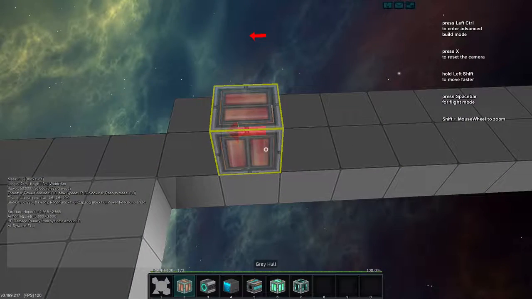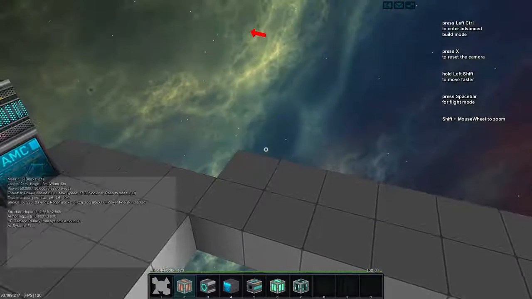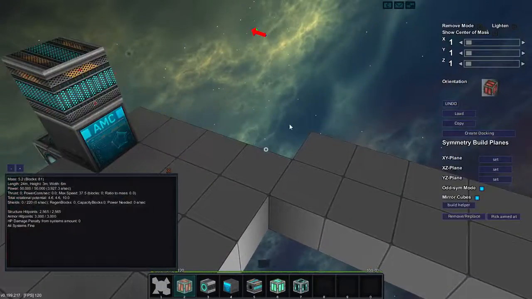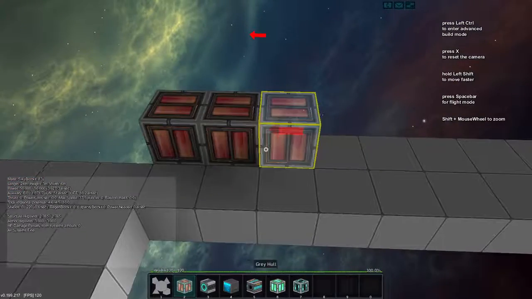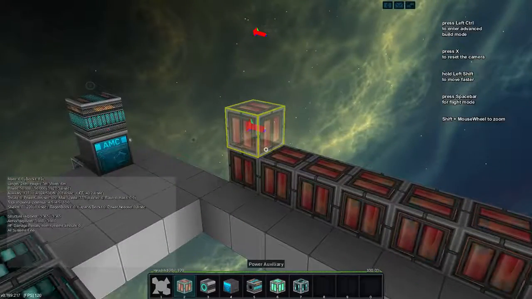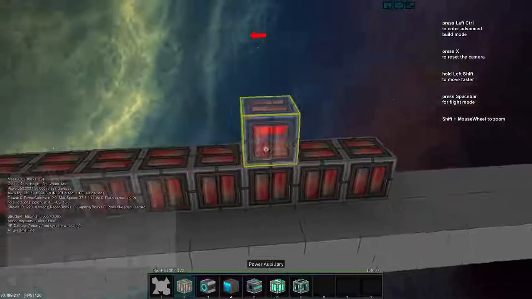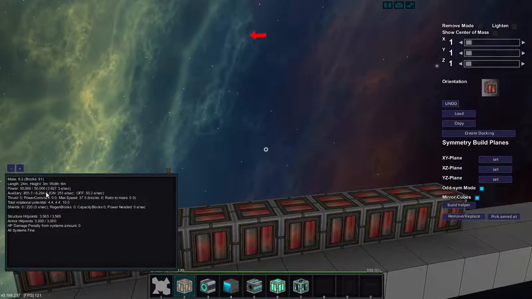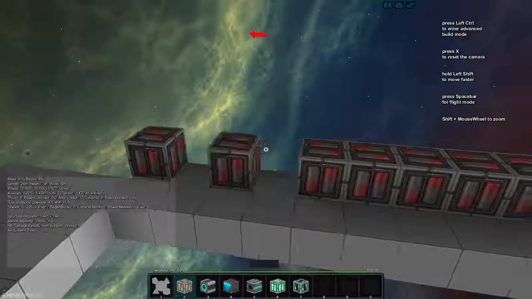So what does that mean? That means if you want a large capacity on your auxiliary blocks, you want them in groups, because there's some sort of bonus going on here. So 1, 2, 3, 4, 5, 6, 7, 8, 9, 10. For 10 of those, you're going to get almost 4,000. You're going to get 6,294.6 auxiliary capacity.